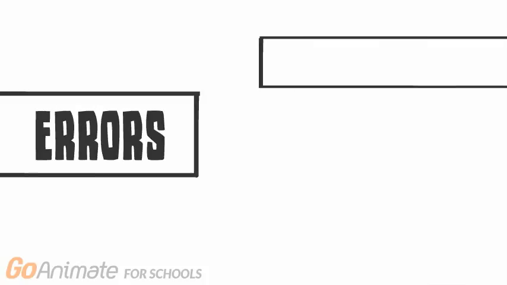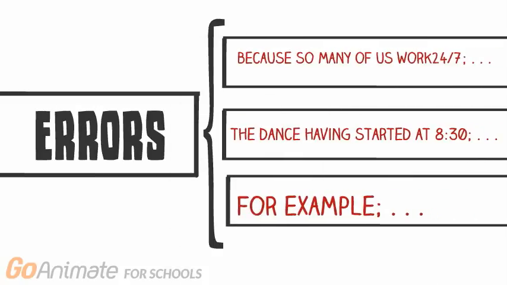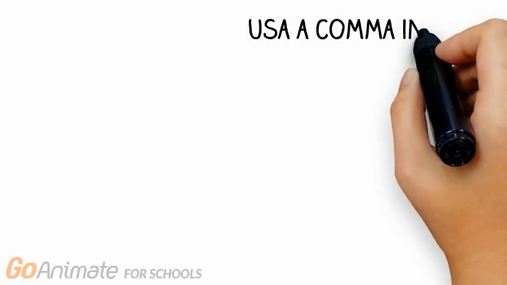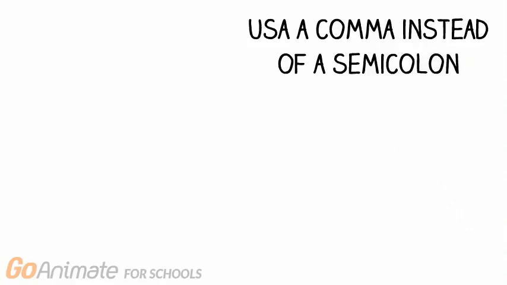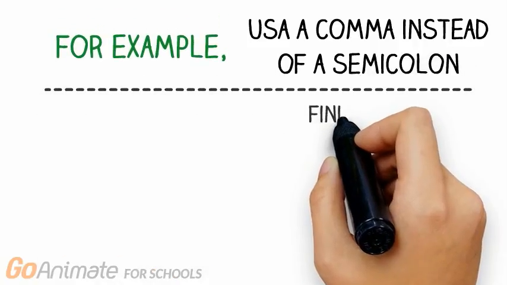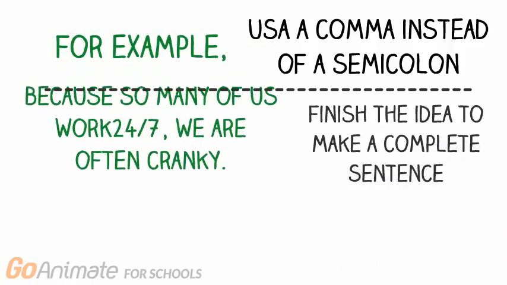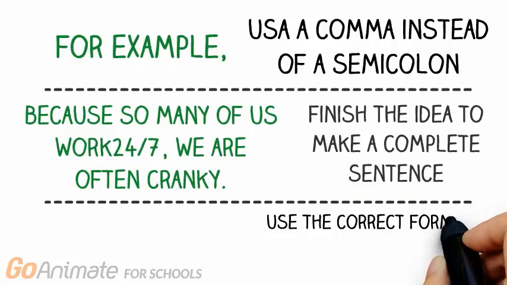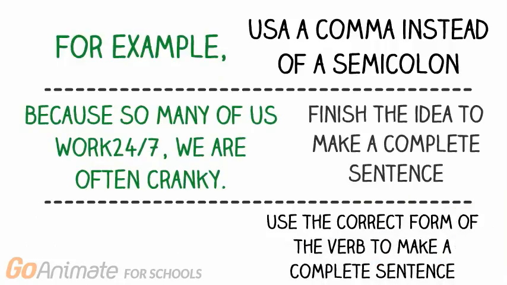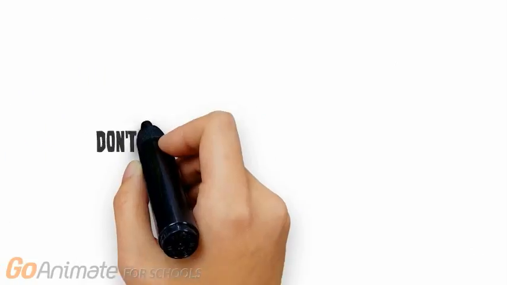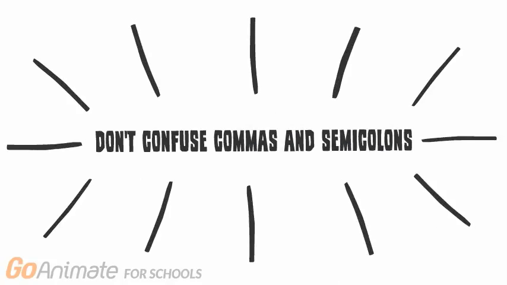Here are some common semicolon errors. Because so many of us work 24/7, semicolon. The dance having started at 8:30, semicolon. For example, semicolon. These three errors can easily be corrected. First, use a comma instead of a semicolon. Next, you can finish the idea to make a complete sentence. Finally, you can use the correct form of the verb to make a complete sentence. Be careful to not confuse commas and semicolons.